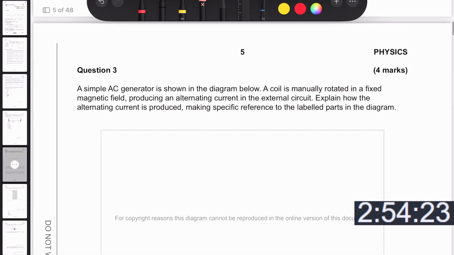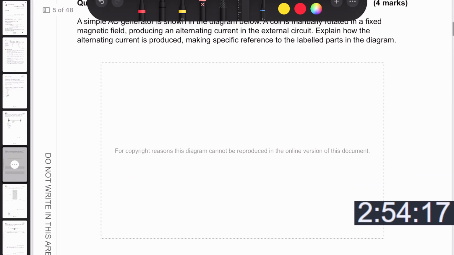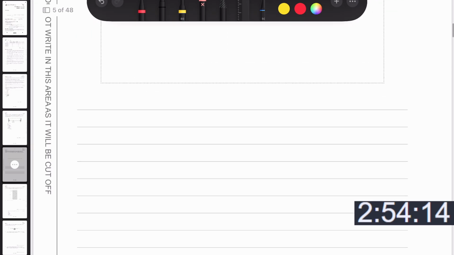A simple AC generator is shown in the diagram. A coil is manually rotated in a fixed magnetic field, producing an alternating current. Explain how the alternating current is produced, making specific references to labeled parts of the diagram.